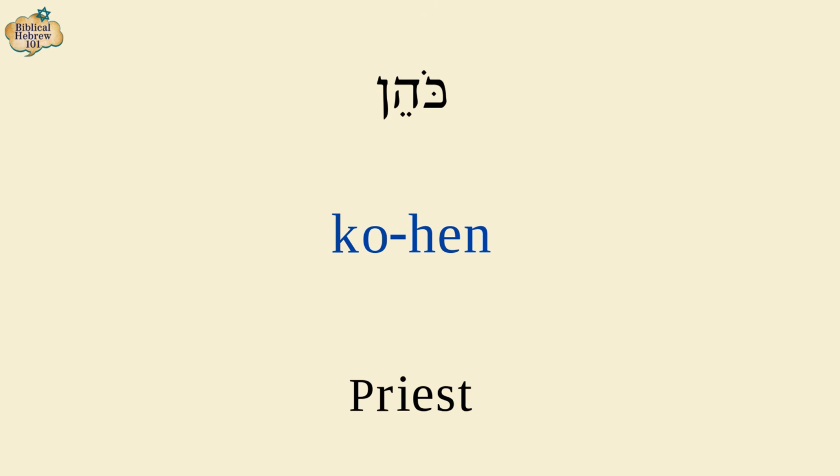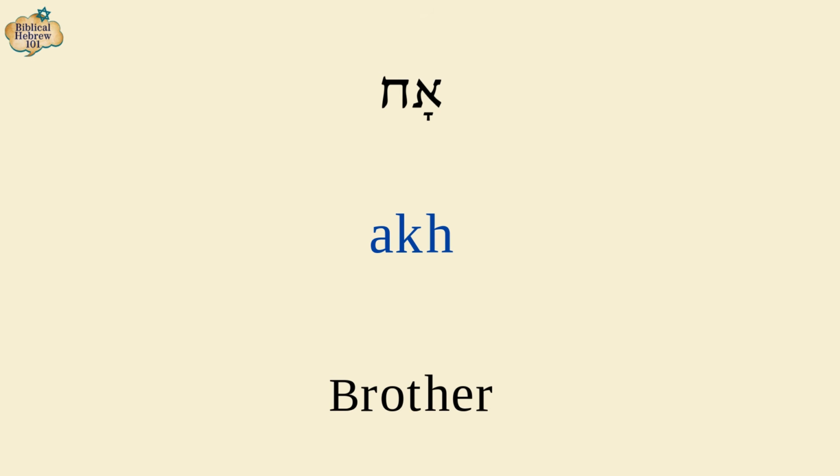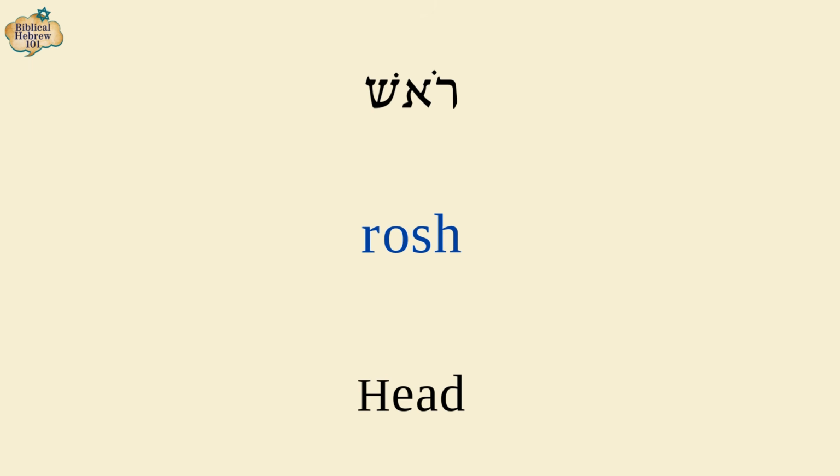Kohen is a priest. Kohen. Derech is a way or a path. Derech. Ach is a brother. Ach. Rosh is a head. Rosh.